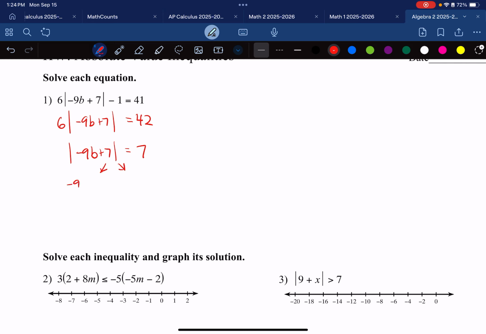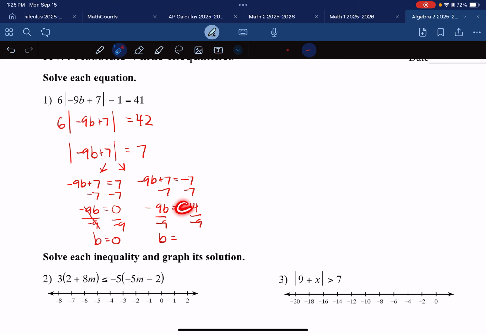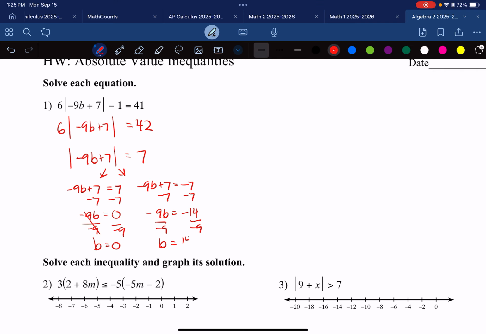The first equation is negative 9b plus 7 is equal to 7. The other equation is negative 9b plus 7 is equal to negative 7. From here, we solve them the same way, subtracting 7 on both sides. That leaves behind negative 9b is equal to 0 and negative 9b is equal to negative 14. And then we're going to divide everything by negative 9. When we do that, we're left with b is equal to 0, or b is equal to a positive, because a negative divided by a negative is a positive, 14 ninths. And then we can box our two answers.